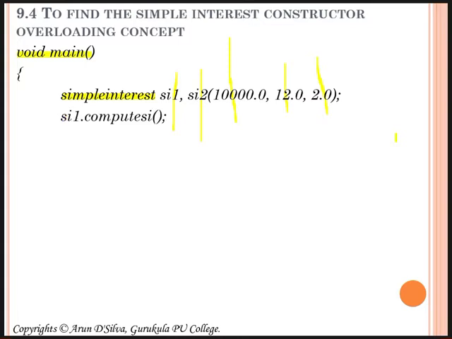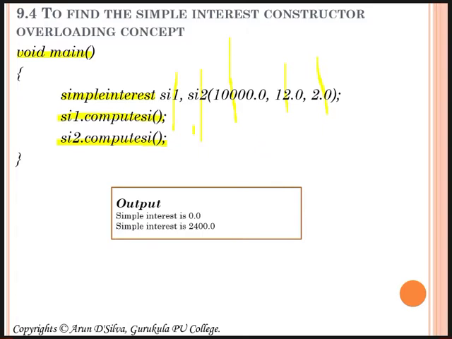Next what I will do, I will call SI1.computeSI, that is the first object, and I am calling computeSI to compute the simple interest. Similarly with the second object also I will call computeSI. So in both cases I will call computeSI. Now what will be the output for this? The output comes this way.